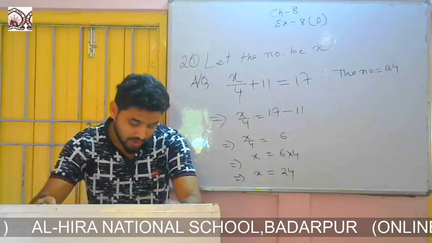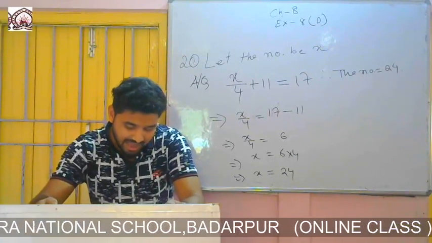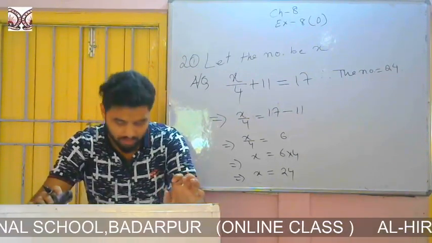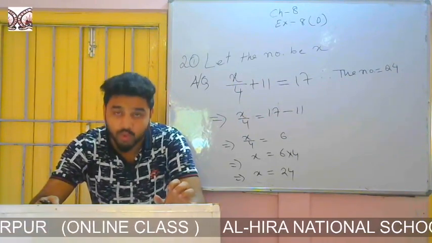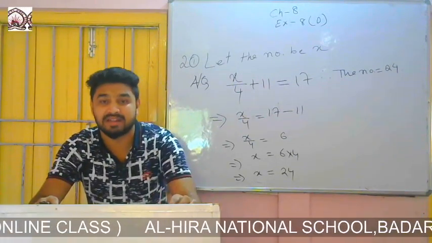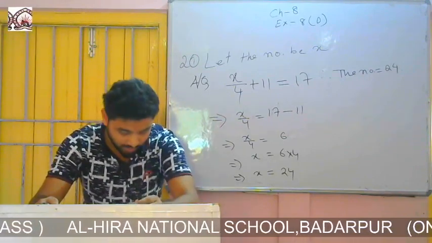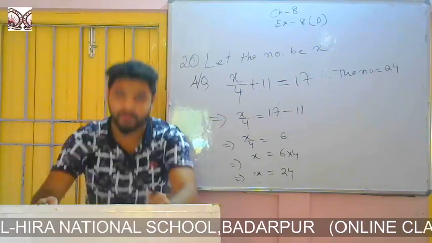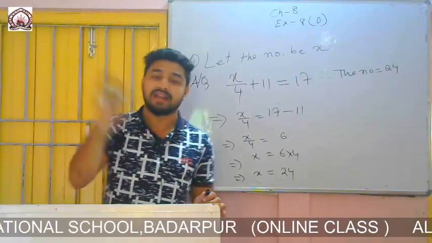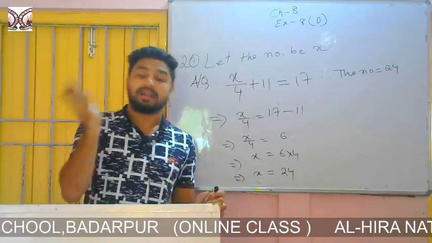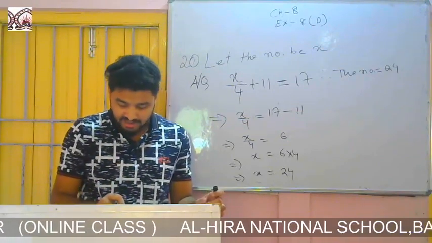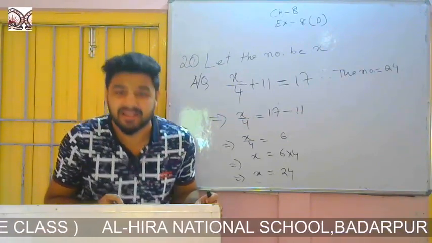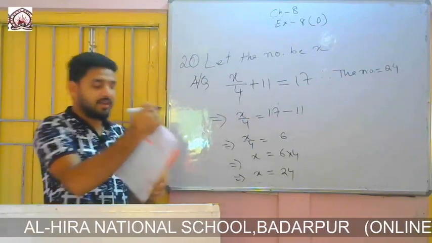Now see question number 4. I am an integer. When you multiply me by 2 and subtract 10 from me, that means from the integer I subtract 10, minus 10. The result is minus 6.